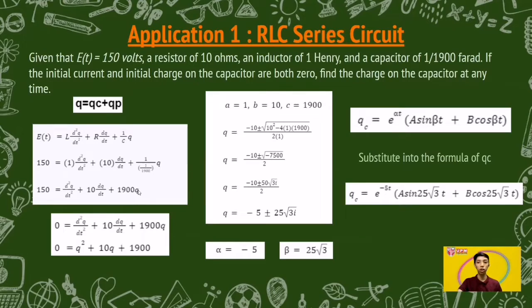This is a non-homogeneous equation, so we need to equate it to 0 to find the homogeneous part, and I changed this equation into quadratic form so that we can find the value of Q by using the completing the square method. At the value of Q, we have two parts, which are the real part alpha and the imaginary part beta. Then we substitute those values in the general formula of QC, and we will get the value of QC with two unknown variables A and B.